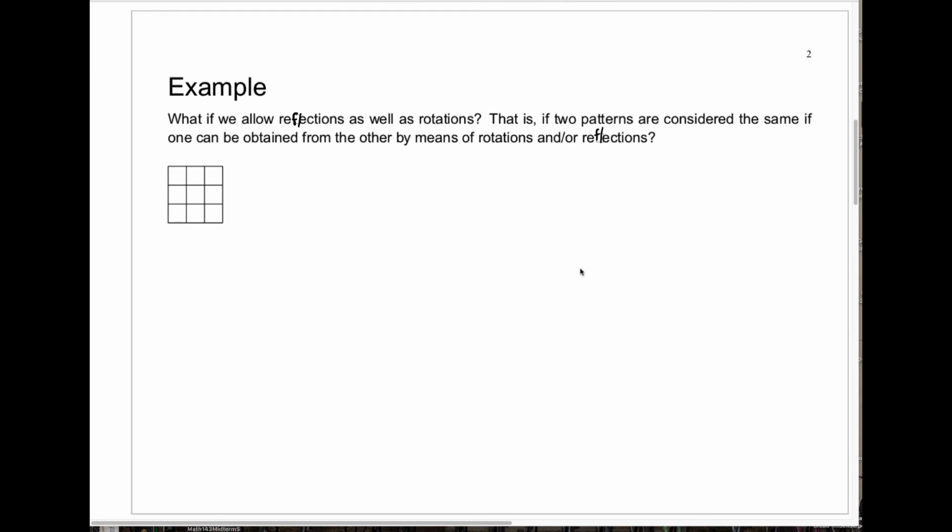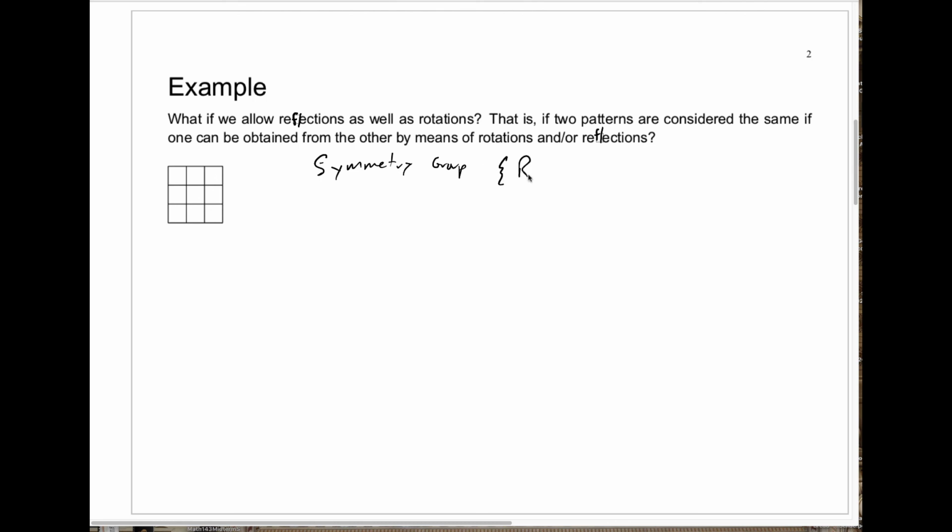Now I'd like to extend that example a bit. What if we allow reflections as well as rotations, so that our new symmetry group, these are all the different transformations which, if you can get one coloring from another by applying one of these transformations, we'll consider the colorings the same. So what is the symmetry group?